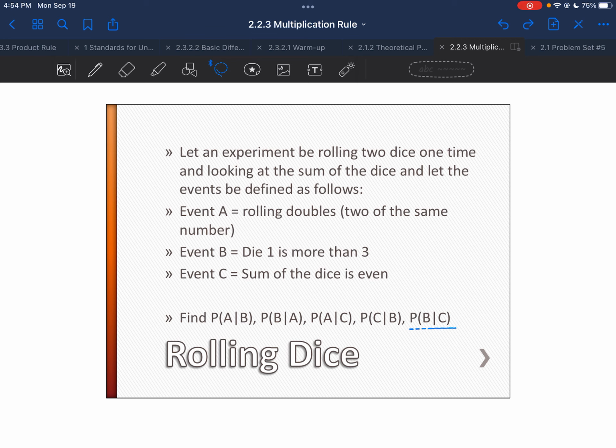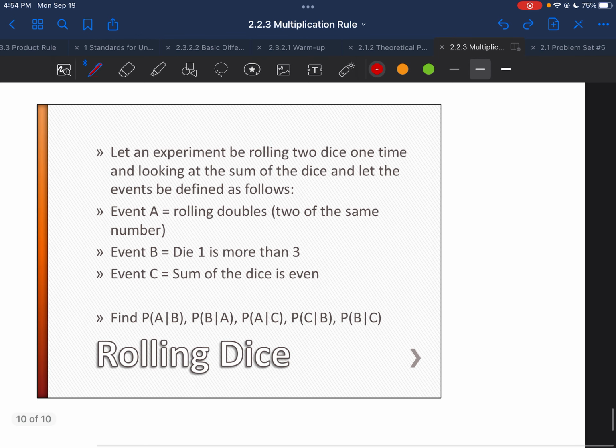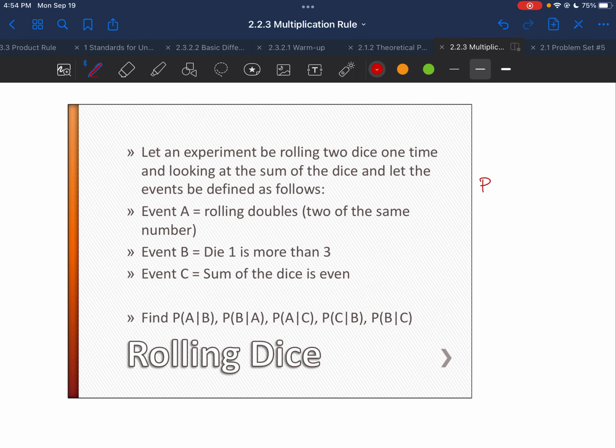Now you'll notice that we have some that look similar. So we have the probability of A given B and the probability of B given A. That's not necessarily going to be the same probability. So let's go through these one at a time. Let's first figure out what is the probability of A, rolling doubles.